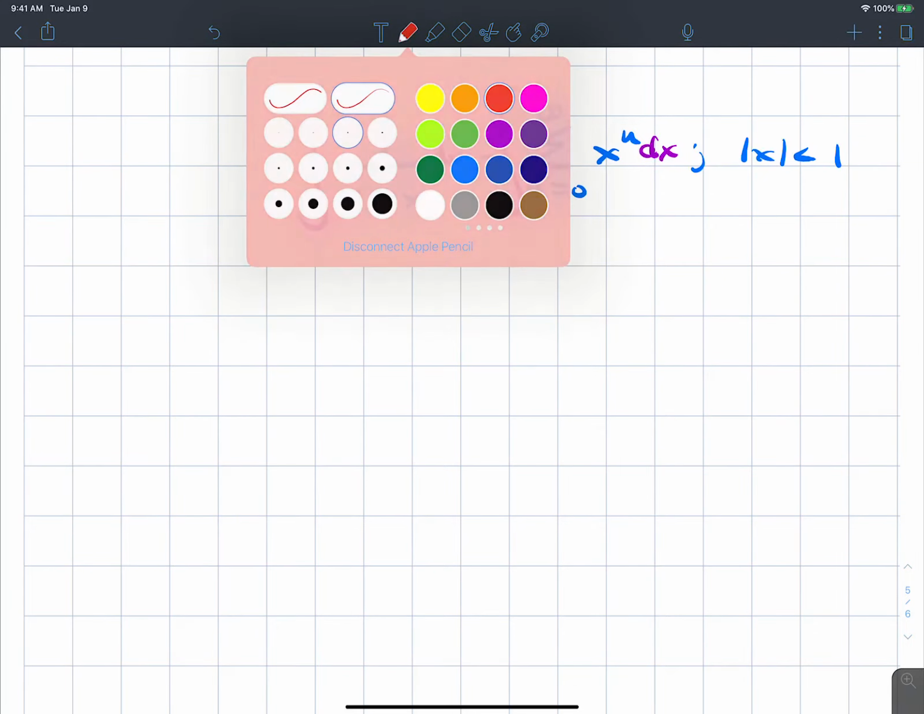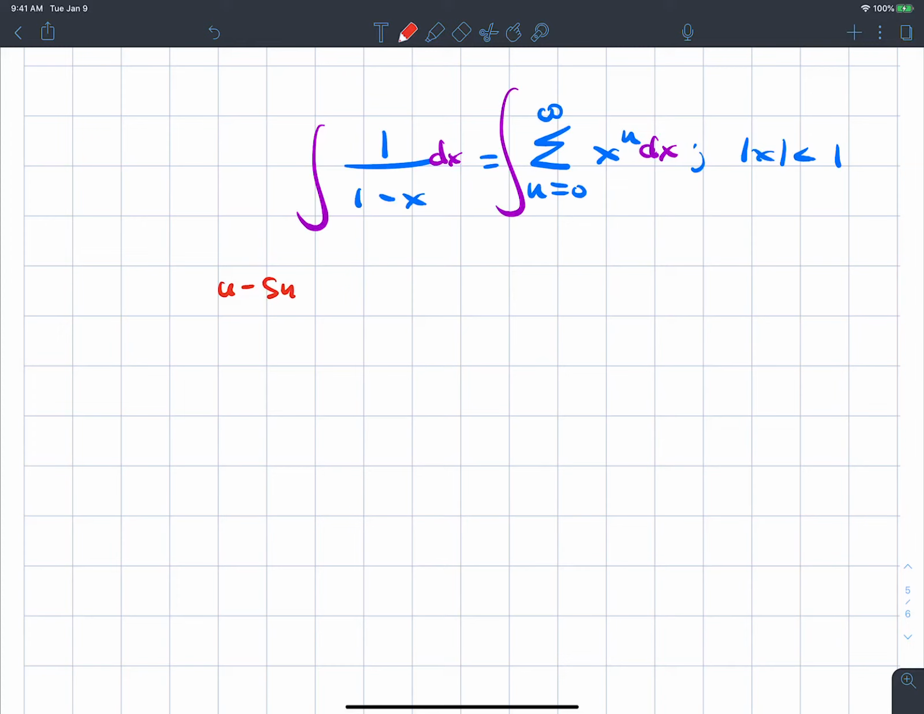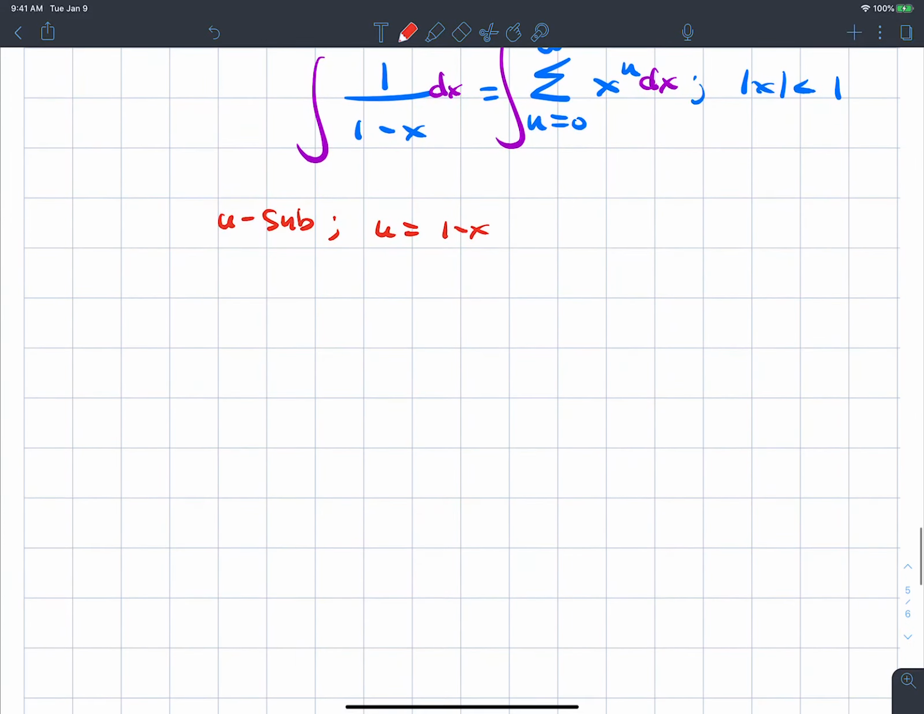Now, on the left, of course, we're going to use u substitution, where u here is 1 minus x. So on the left side here, we have the integral of 1 over 1 minus x dx, which is really the integral of 1 over u. And du is minus dx, or dx will be minus du.